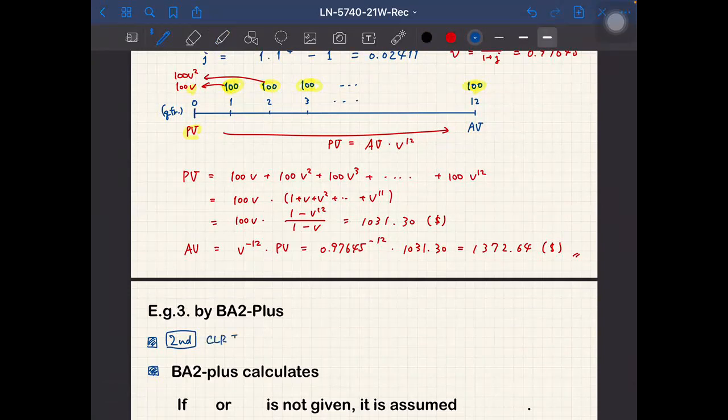At first we want to clear any memory that remains in your calculator. So you can type CLR TVM. CLR TVM is the right key and the third one from the top. Actually, this is the FV button, but if you push second, then this becomes clear the TVM function.